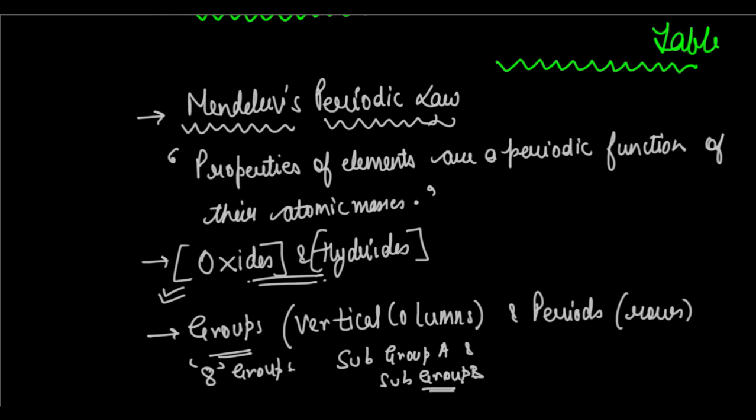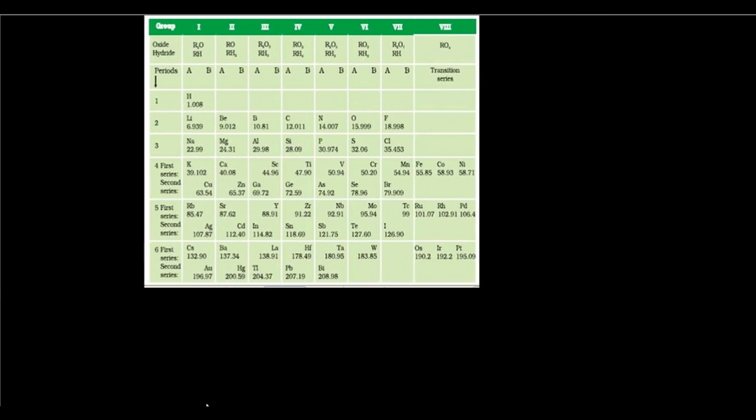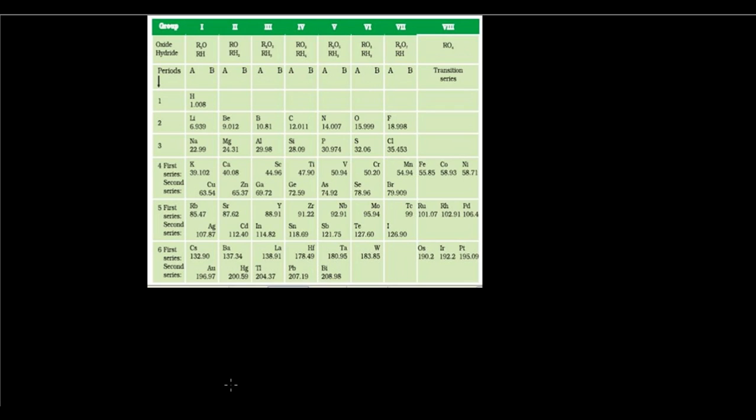Now let's have a look at Mendeleev's periodic table, and here we have Mendeleev's periodic table in front of us. Here we have depicted his table, and let's try to study this table. Look into these groups. Right, what do you see here? In the labeling of the groups, you can see that there are 8 groups, and for each group there is a unique form of oxide or hydride.